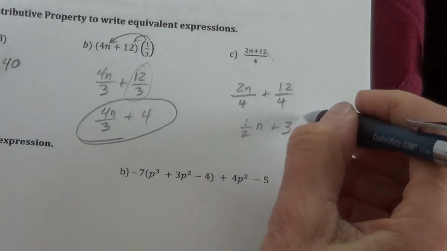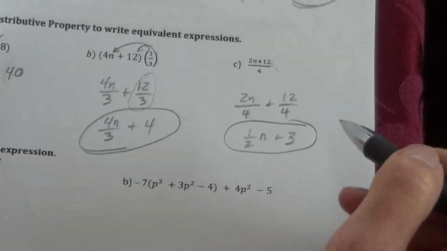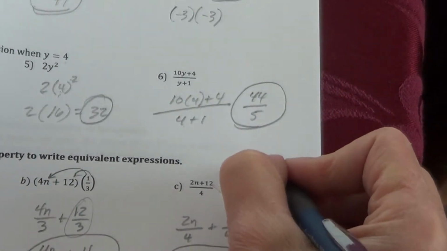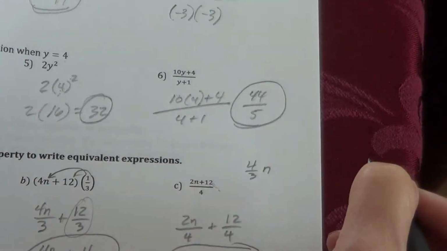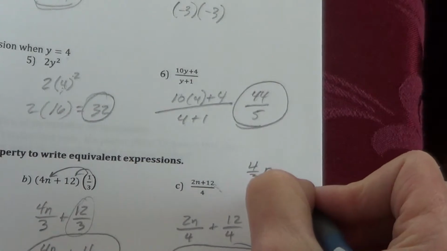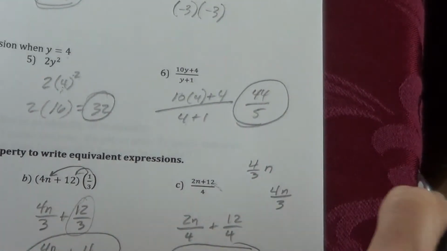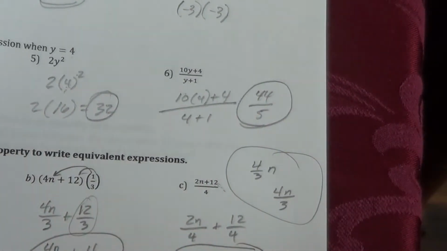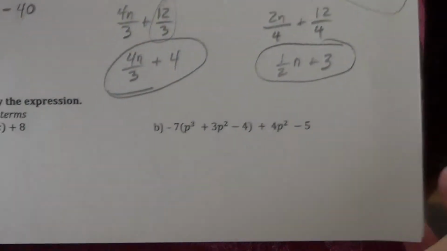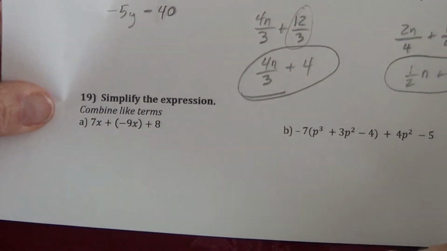Now some of you might be looking at these two problems and saying, what's the difference between 4/3 times n and 4n over 3? There is no difference. They are the same value. So feel free to write it whichever way your brain likes.